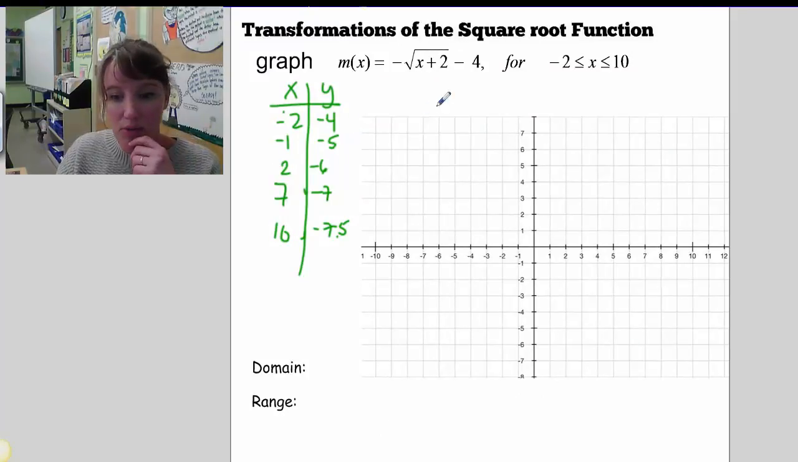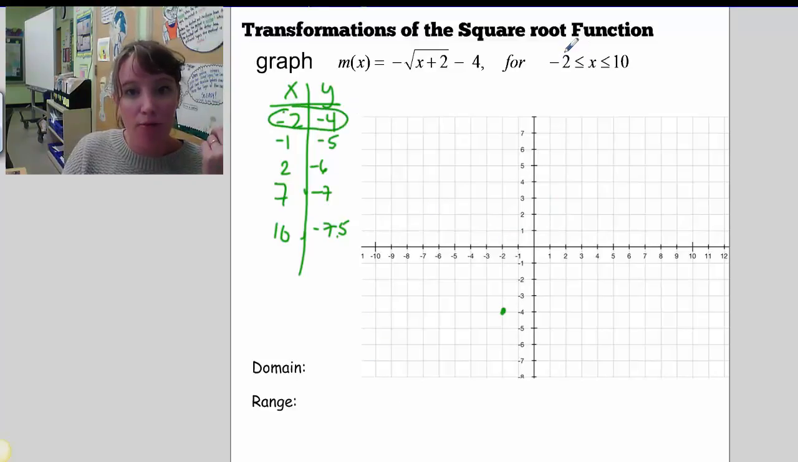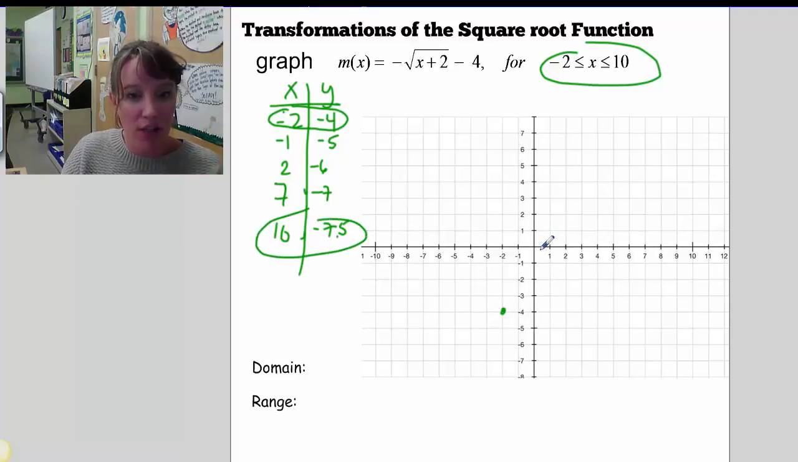Okay, so I just wrote down some values pretty quickly here, and let me go ahead and plot them. Remember, I picked the endpoints that they gave me right here. And then I just picked other integer values that were easy to plot so that I can make kind of a smooth line here. So -1, -5, 2, -6, 7, -7 here, and then at 10 it's about -7.5 right here.